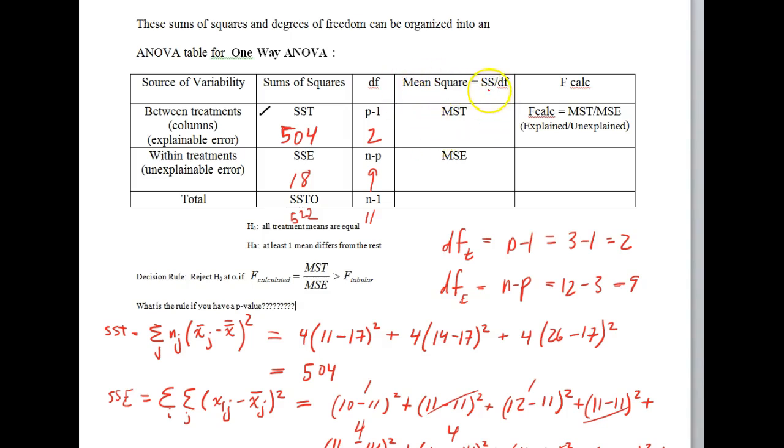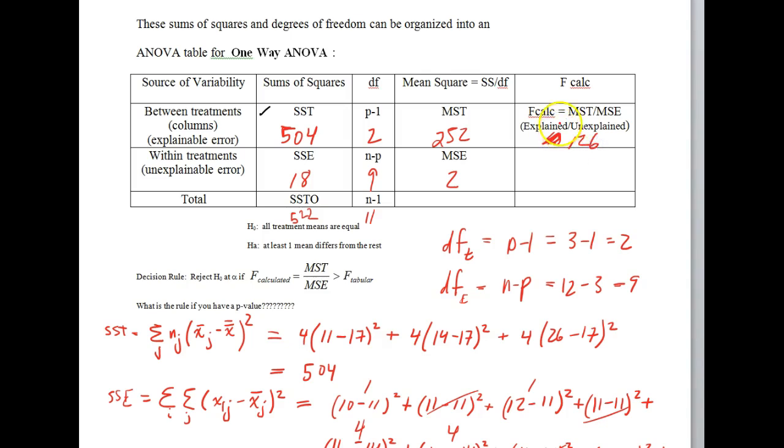Okay, so MST, the way that we find that, it even gives us the formula right here. It's just our sum of squares divided by our degrees of freedom. So for both of these it is. So this one is 504 divided by 2, 252. 18 divided by 9, 2. Now, this F-calc, the calculated test statistic that we're coming by, is just going to be our MST divided by our MSE. So our mean squares of the treatments divided by our mean squares error. Well, that's just going to be 252 divided by 2. So that is 126.